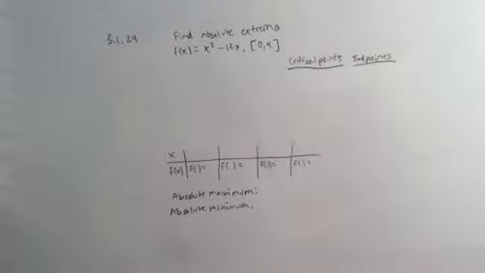This is chapter 3, section 1, problem number 24, and it's asking for you to find the absolute extrema of the function f of x equals x cubed minus 12x on the closed interval 0, 4. So what you do first is find the derivative of f of x, which will be f prime of x equals 3x squared minus 12.